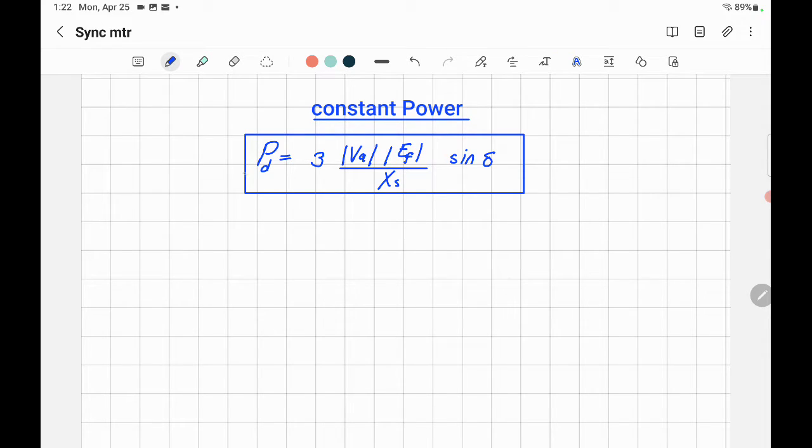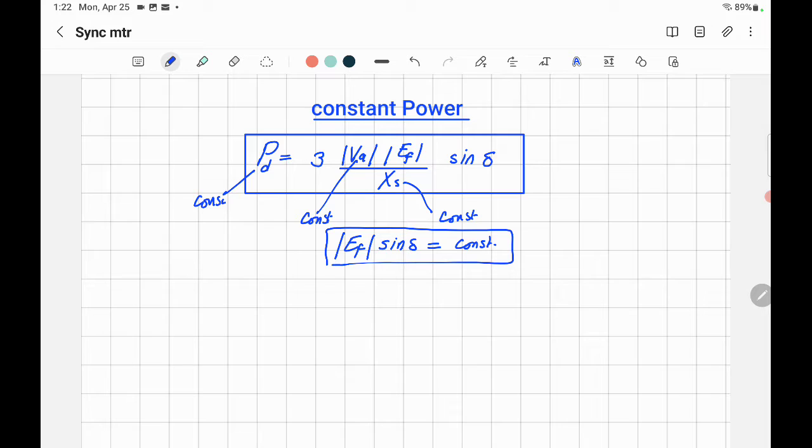If we now assume that this is constant, and of course the voltage applied to the armature is constant, XS is constant, so you can say that to have a constant power, you got to keep the magnitude of the excitation voltage EF times sine delta equal to a constant. So that's the condition for having a constant power.